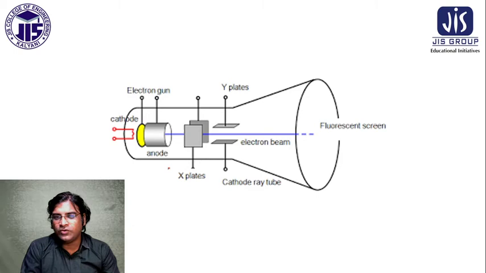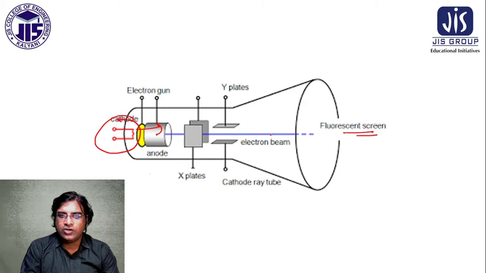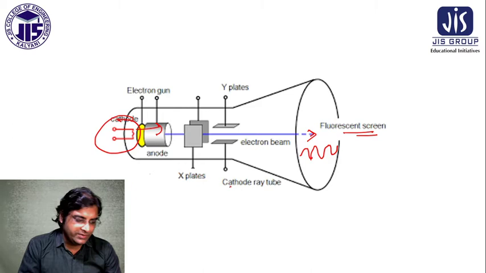Then I go to the internal construction of the cathode ray oscilloscope. This is the cathode specifically, and this is the electron gun where the electrons are evaporated. Okay, and some anodes are there, X plane anode, Y plane anode, and they control this particular cathode ray signal. And this is the fluorescent screen where the electrons are poured, and we can see the signal. Okay, so this is our basic construction.